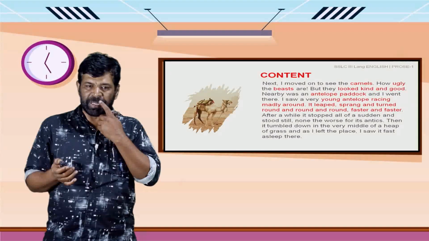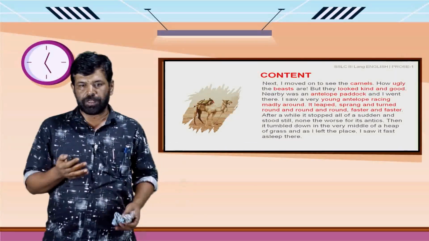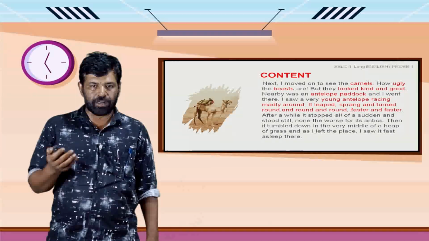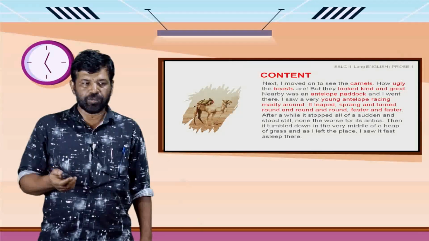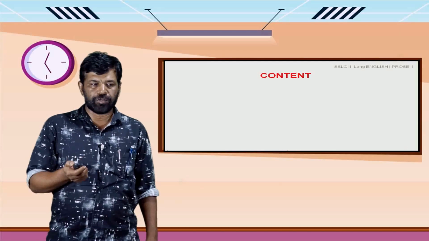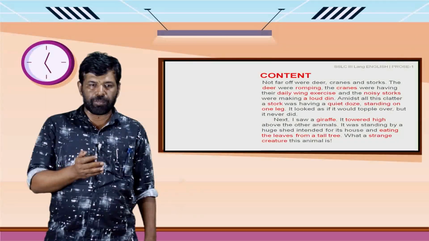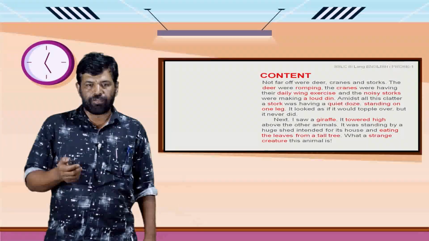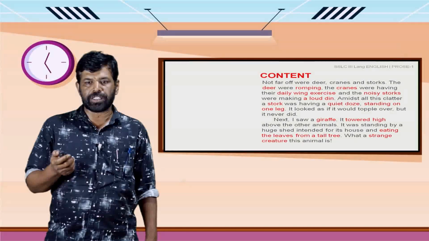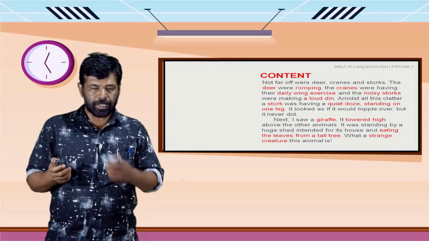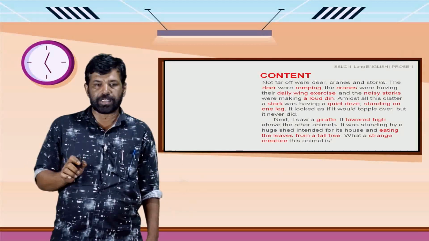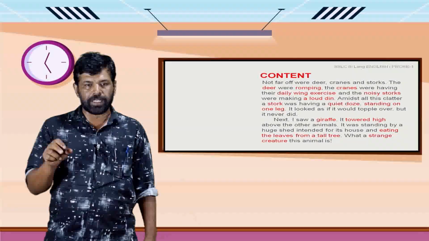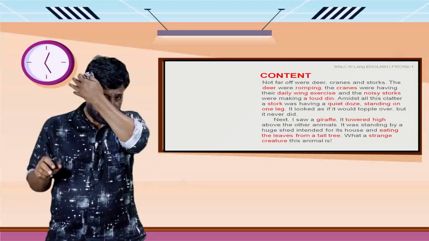So here Gopi is going through the different animals in the zoo. He saw different elephants, camels, paddocks, and antelopes, and everything. He is writing about the movements of those animals. Now from there he moves on to next where he finds deer. Not far off were deer, cranes, storks. The deer were romping. Here the students, you need to understand what all the animals, make a list of animals Gopi has seen in the zoo and what were they doing.